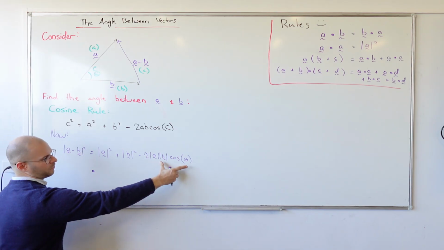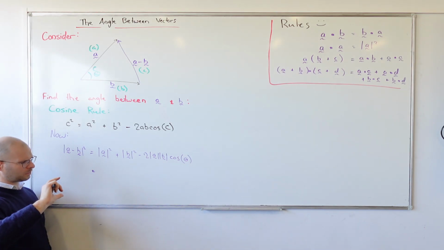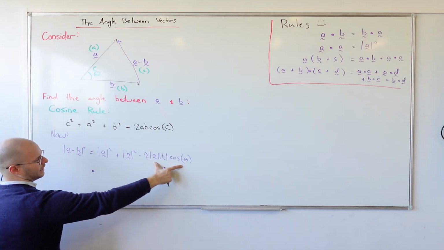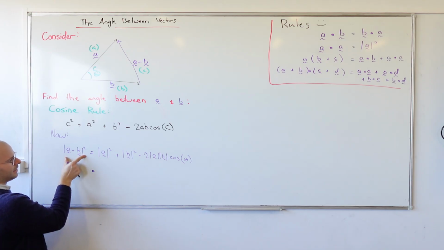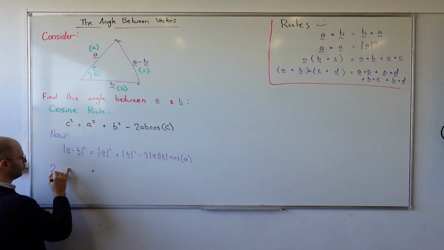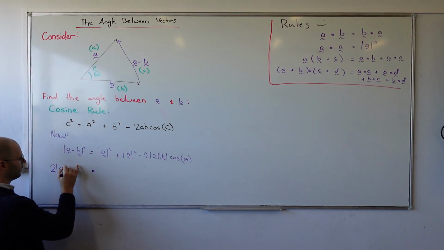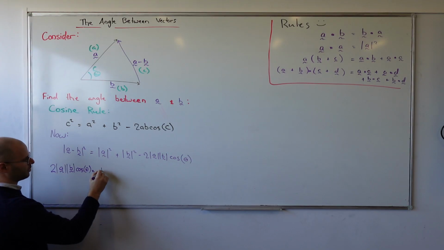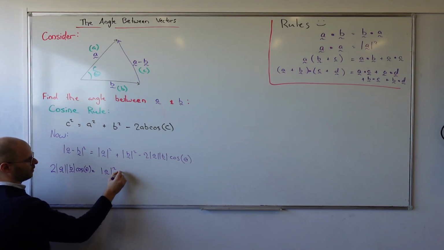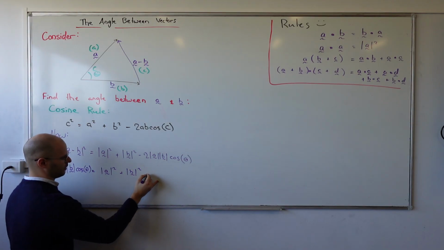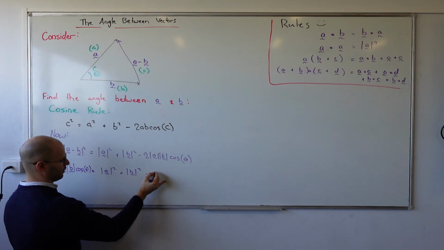Next, we're trying to find the angle. So what I'm going to do is rearrange it slightly. I'm going to get this and move it over here, and I'm going to get this and move it over there. So we're going to have 2AB cos theta, and then this moved to this side, so we've got these guys take this guy.